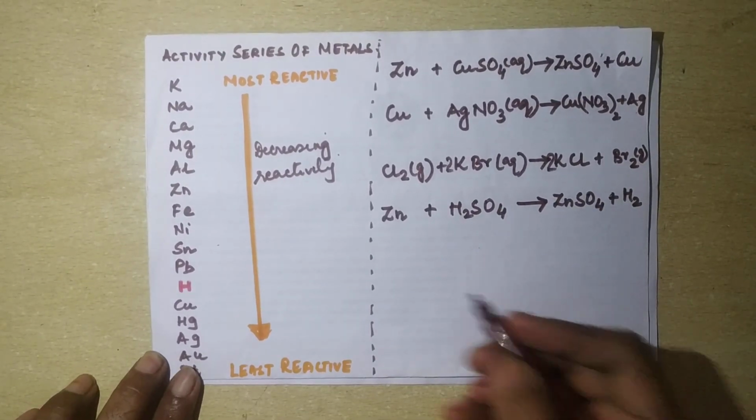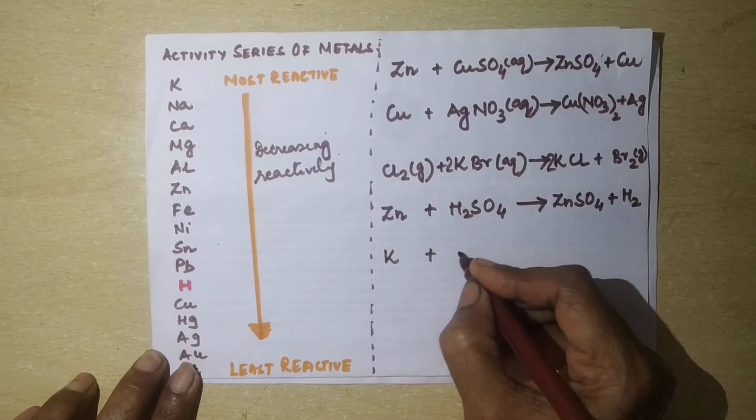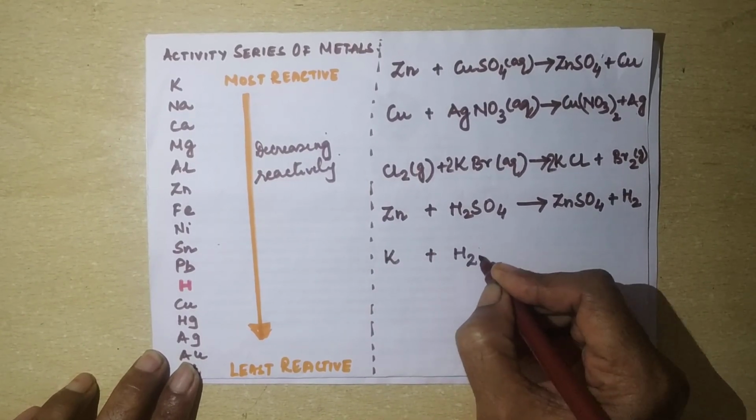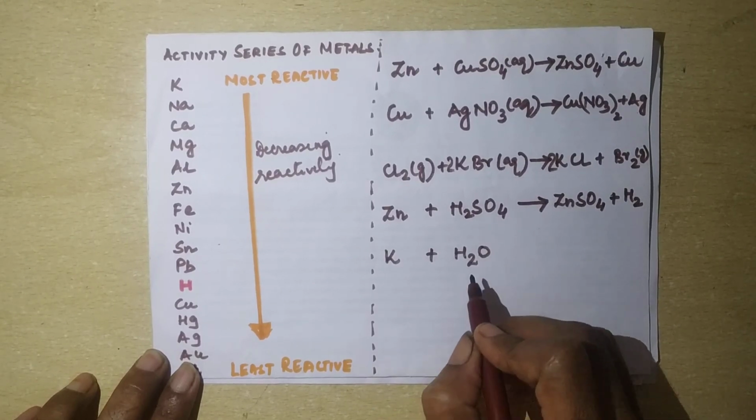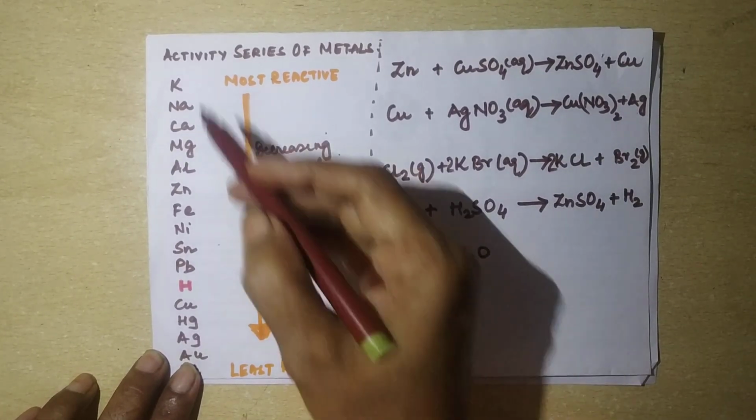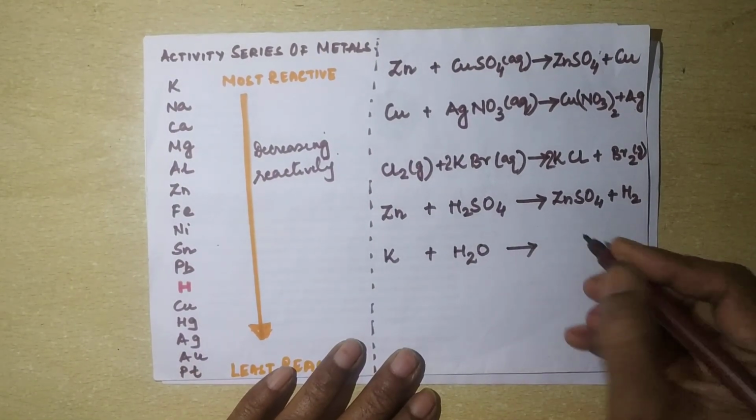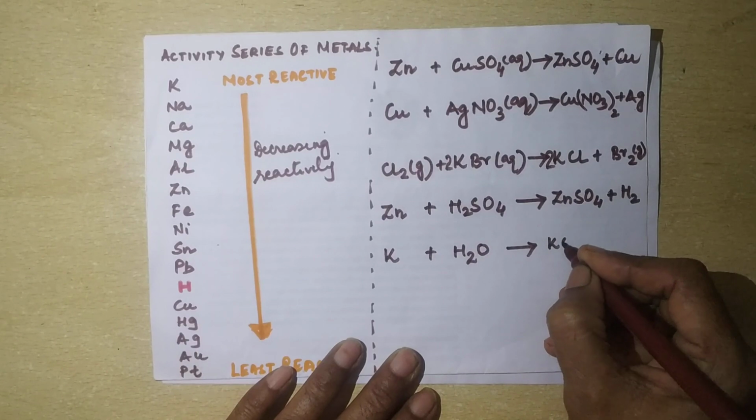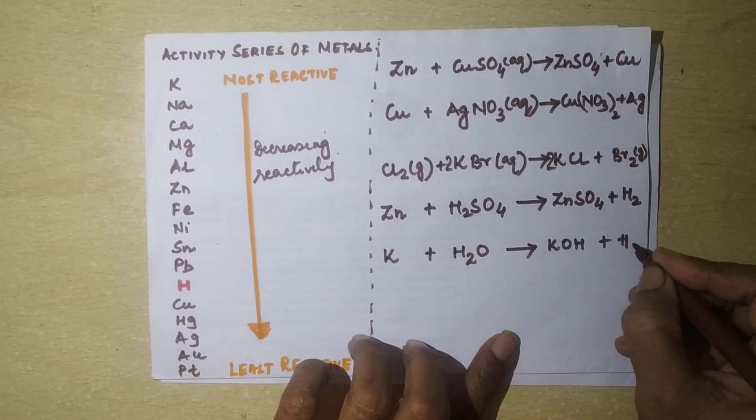Okay. Same way, if I add a piece of potassium to water, from here also hydrogen is displaced from water. Water can be taken as a combination of H and OH. So potassium is more reactive than hydrogen. So what happens? You get potassium hydroxide plus hydrogen gas.